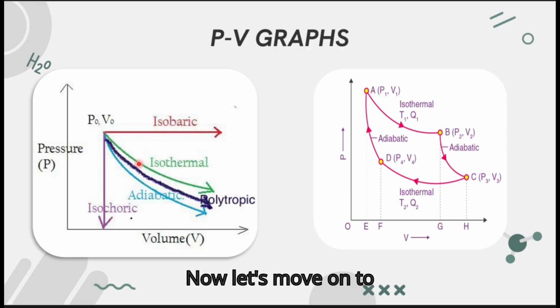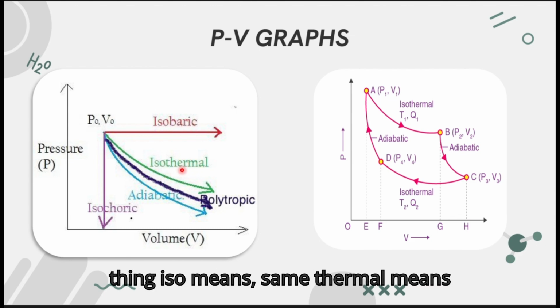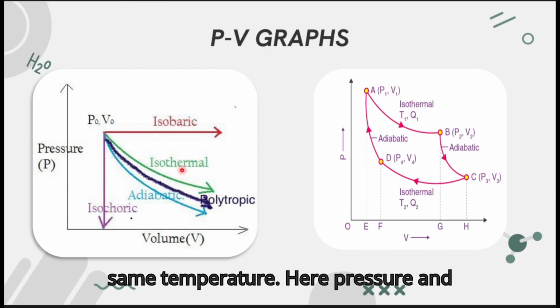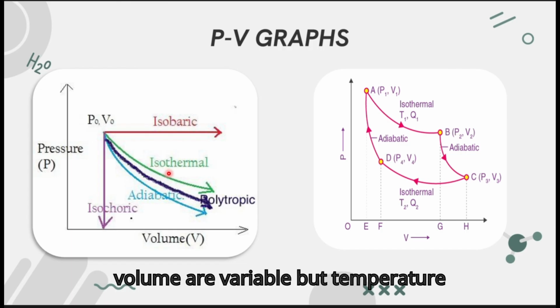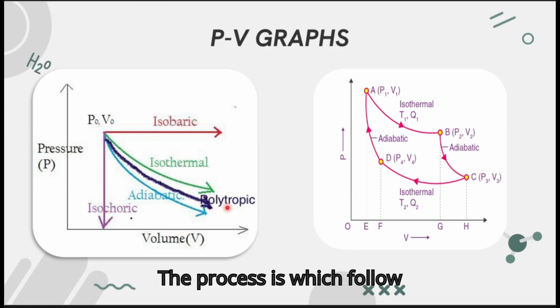Now let's move on to the isothermal process. Here also, same thing. Iso means same. Thermal means relating to temperature. So same temperature. Here pressure and volume are variable but temperature is constant. Polytropic processes: the processes which follow a relation that is PV raised to n equals constant, where n is the polytropic index.